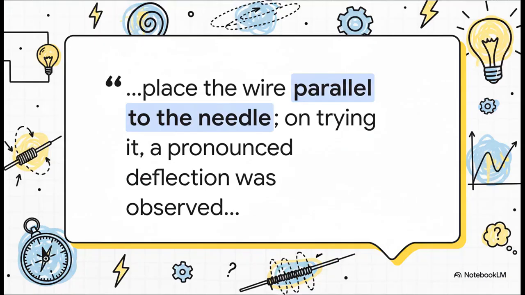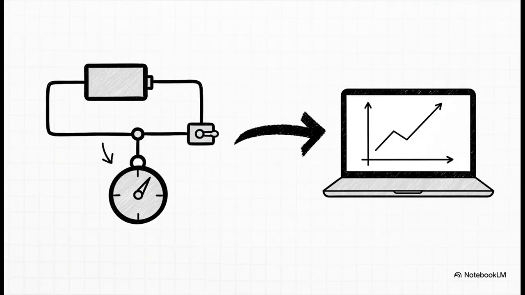Take Hans Christian Ørsted. It's 1820, he's in the middle of a lecture, and he gets this sudden idea to put a wire carrying an electric current next to a compass needle. And just like the manual says, a pronounced deflection was observed. In that one single moment, the fundamental link between electricity and magnetism was discovered. Now think about that. That same world-changing discovery, the one that totally reshaped our understanding of the universe, can now be demonstrated and graphed in the time it takes to flip a switch.